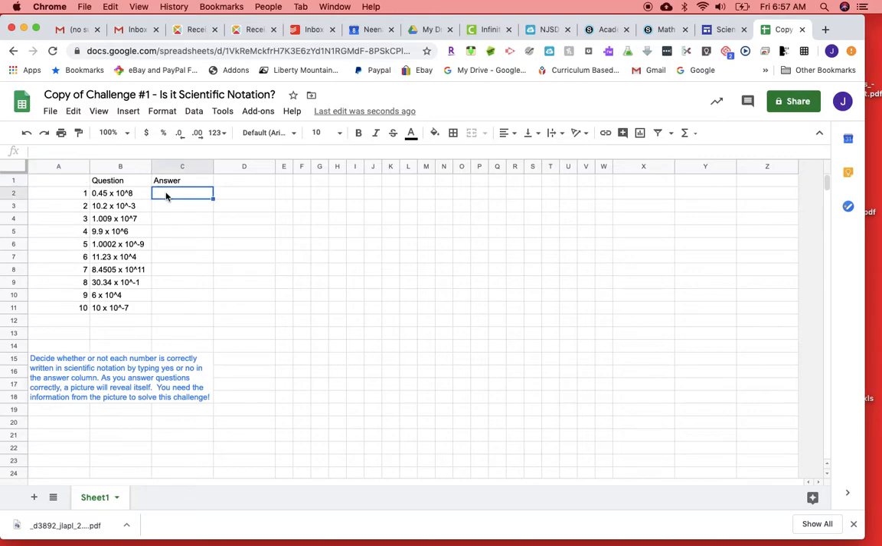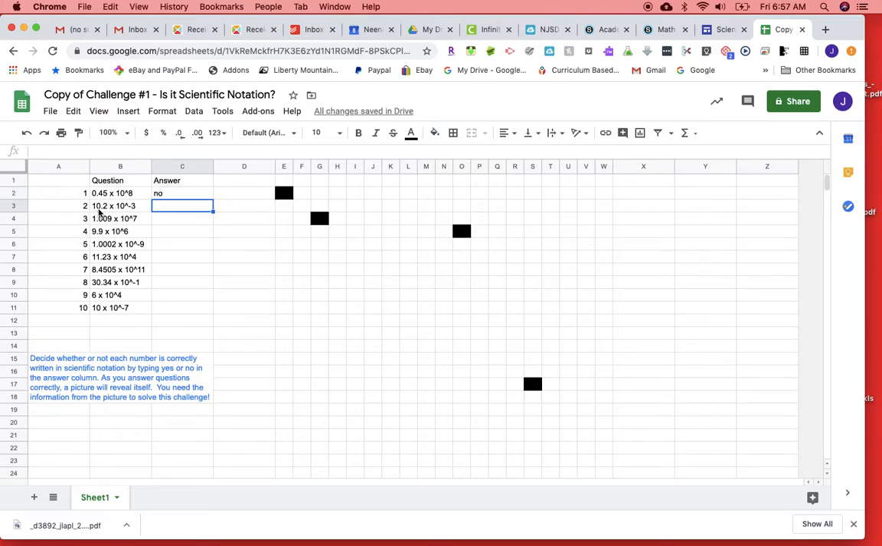So just looking at our answers, if you remember, when we're looking at our answers that are given, we'll look at our coefficient and our exponent. Our coefficient has to have a number in front of the decimal between 1 and 10. In this case, it doesn't. It's too small. The other thing that we need to look at is our exponent. Our exponent could be a positive or negative number, but it has to be a whole number. It can't be a fraction. All right, let's look at number 2.